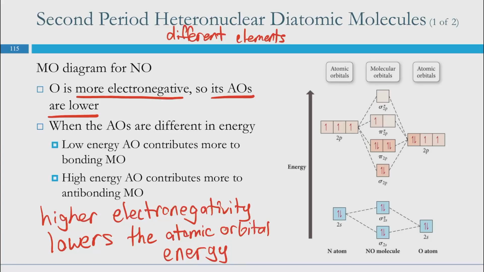The lower energy atomic orbitals, in this case, are oxygen atoms. They're closer to where our bonding molecular orbitals show up. They're going to contribute more. They're more similar because they're closer in energy. And the higher energy ones are closer to being the antibonding, and so they contribute more to the antibonding molecular orbital.